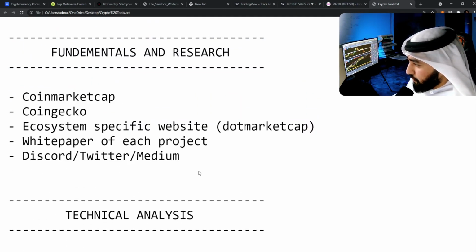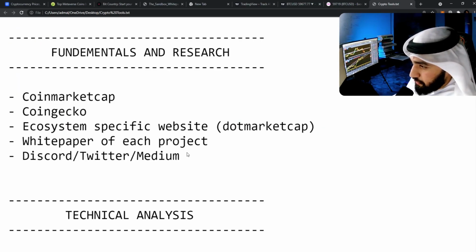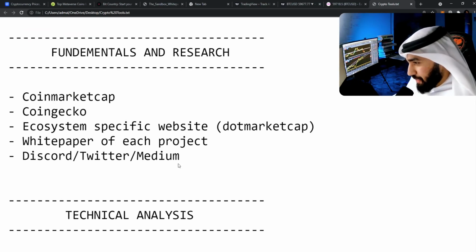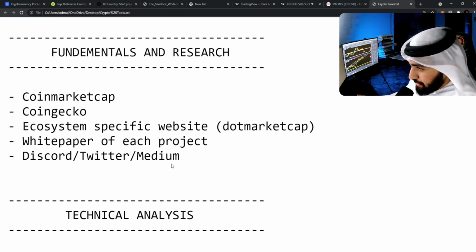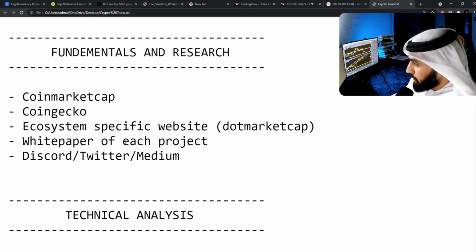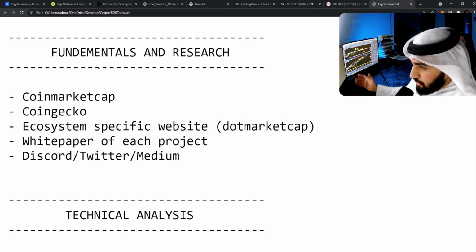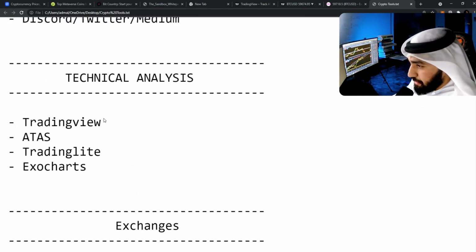Technical analysis. We did our fundamental research and we understood, okay, this is a very good coin. And if the coin is out and it's been traded, we have some charts, some historical data. So then we can look at technical analysis. What I do is I don't rely solely on fundamentals research if the coin is out. I go to technical analysis and look at the charts.